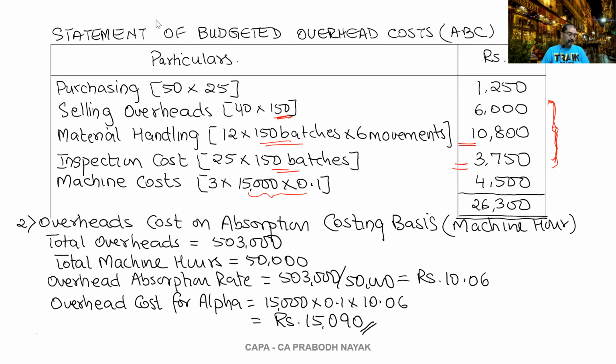And point number 3, reduce the number of purchase orders. Okay, so that is the answer to the third part of the question. Let us see the next question now.